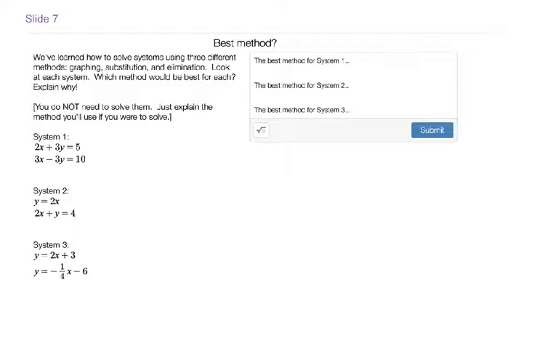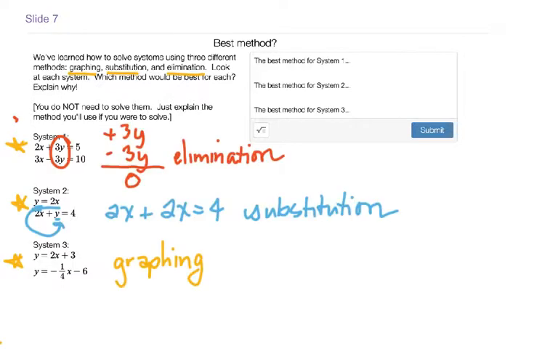So on slide 7, you're asked to indicate which method you would use to solve the various systems. So I have 3 systems here, 1, 2, and 3. I'm going to look at each one individually and decide which method, graphing, substituting, or elimination, would be the best method to use. So on the slide I've circled in red plus 3y and minus 3y. If I were to simply take these 2 equations and add them down, you could see that I can eliminate the 3y from both equations. I would therefore use elimination to solve this system.